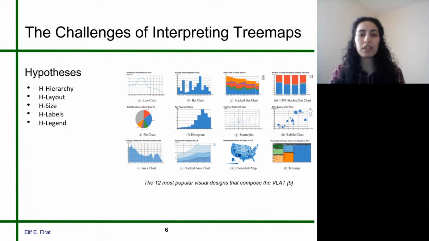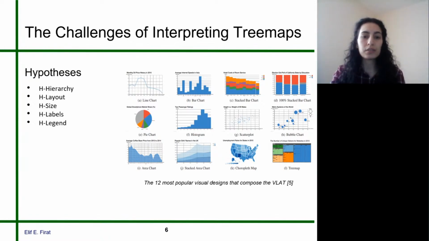The challenges of interpreting tree maps. We identify and study the challenges that prevent users from interpreting and comprehending tree maps correctly. We came up with five barriers to successful tree map interpretation. The first one is hierarchy. One of the barriers to tree map literacy is based on the fact that the tree map conveys hierarchical data. The tree map displays the relationship between hierarchically structured data attributes.